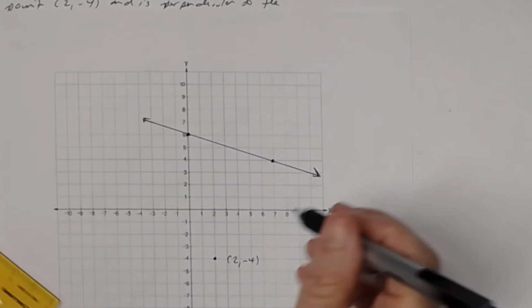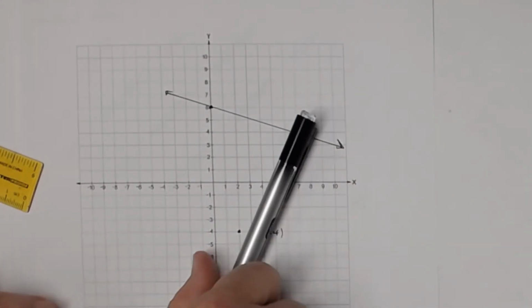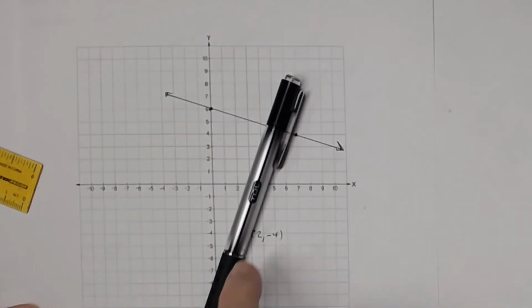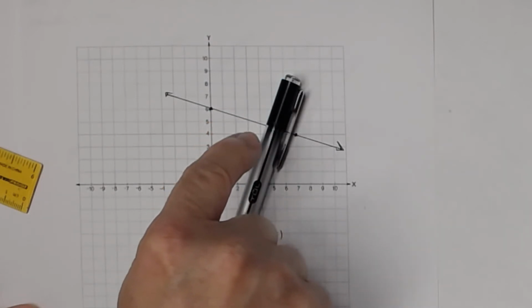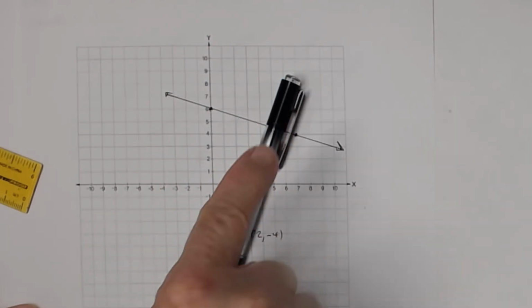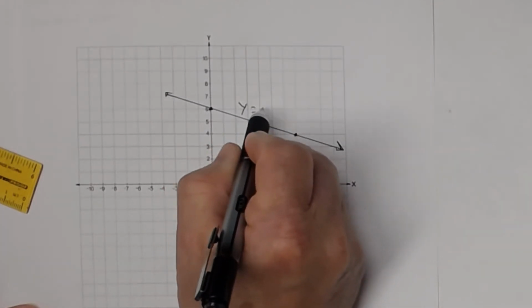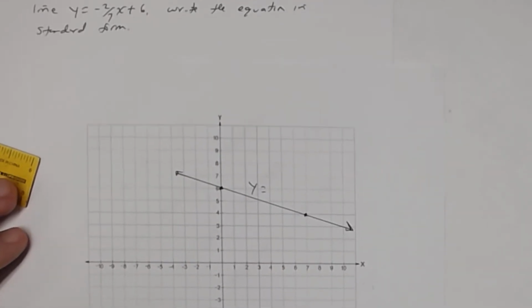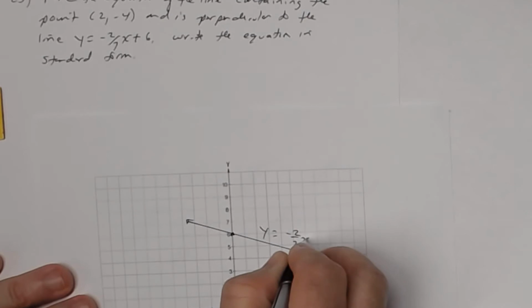what I'm interested in is, remember that line right here that contained that point? I want to find the equation of that line that's perpendicular to this line. So I want this line to be perpendicular to that line right here. Remember, perpendicular lines form right angles. So this line here, remember, is y equals, what was it again? It is y equals negative 2 sevenths x plus 6.